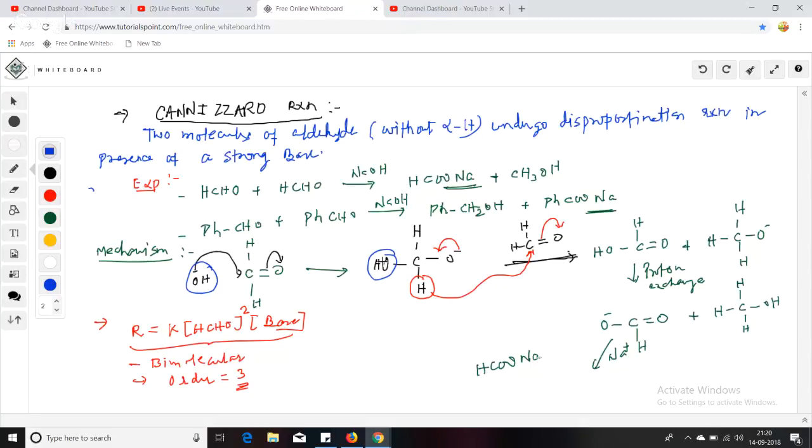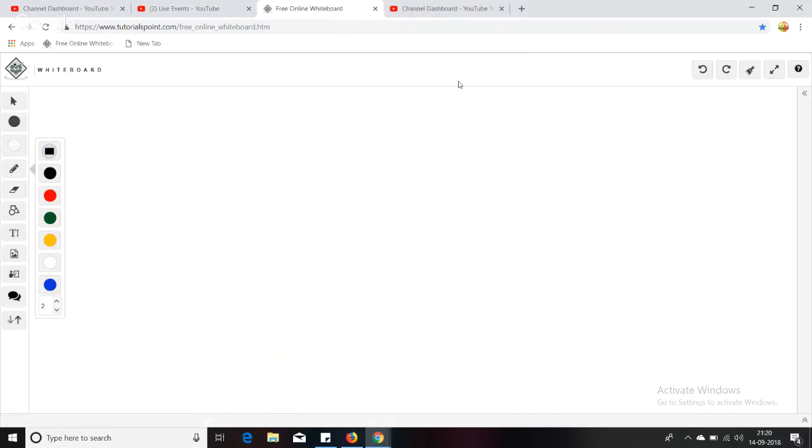Okay, so if the concentration of base is high, then what happens? That is what we are going to see. This is the first reaction that we have done. It is possible when the concentration of base is 50%. If you write 50% NaOH, then the mechanism is what we have done just now.